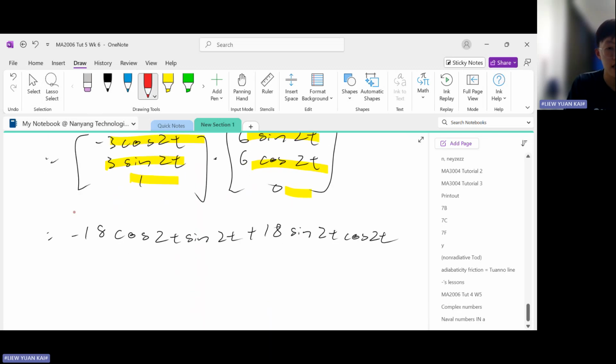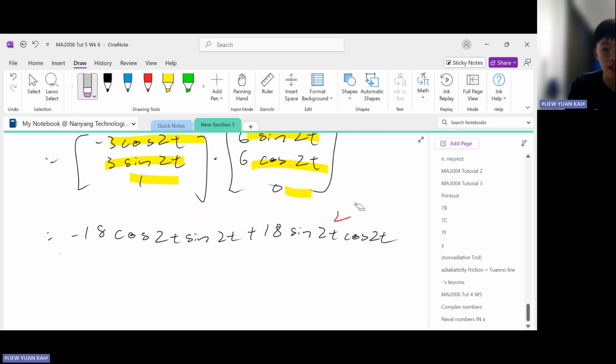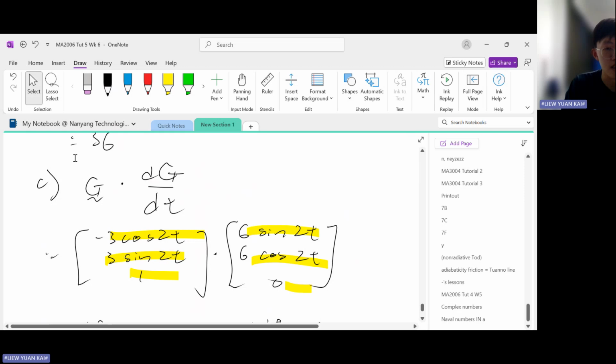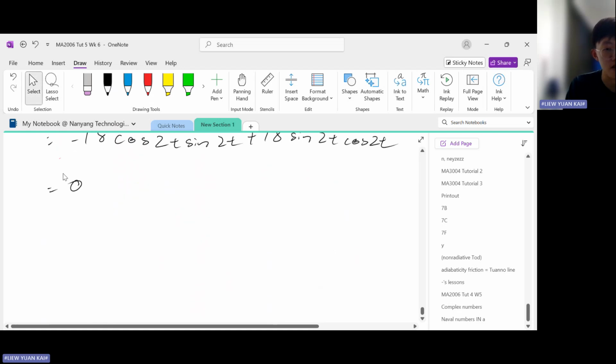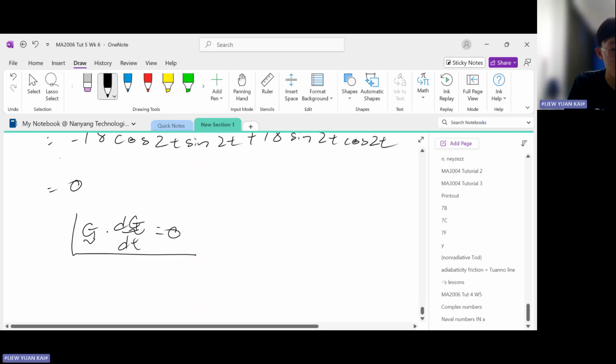So you see, actually these two are exactly the same, except they have opposite sign, right? One is positive, and the other one is negative. So they will just cancel. Something minus itself is just 0. So this becomes 0. Okay? I want you to pay attention to this. We take these two vectors, this is a vector, this is a vector. We dot product them, and the result is 0. So pay attention to that. We know that g dot dg dt is equal to 0. And this is a useful result when we do question D. So let's check what's question D.